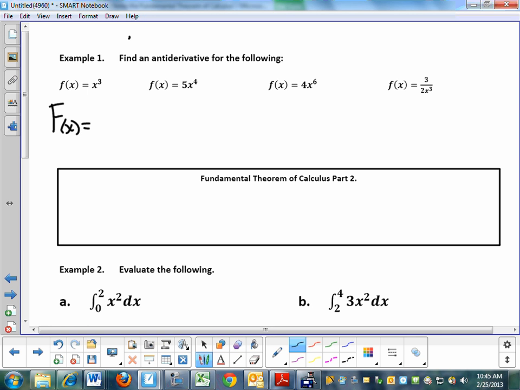If f of x is x to the third, what's capital F of x going to be then? X to the fourth over 4. Sure, 1/4 x to the fourth. If f of x is 5x to the fourth, then capital F of x is equal to 5x to the fifth over 5, and the 5's cancel, leaving you with x to the fifth.